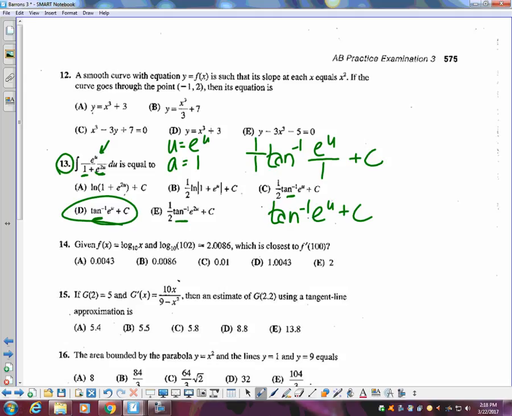Tangent seems to be the one of those that's popping up the most. So if you're going to pick one of them to memorize, I would memorize him for sure.